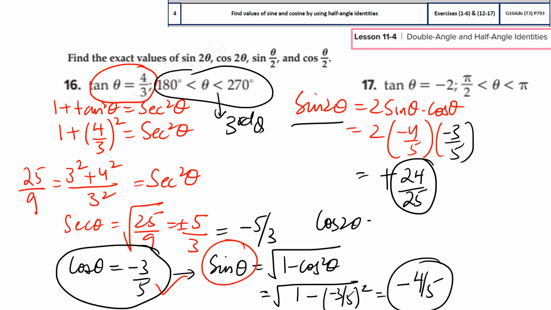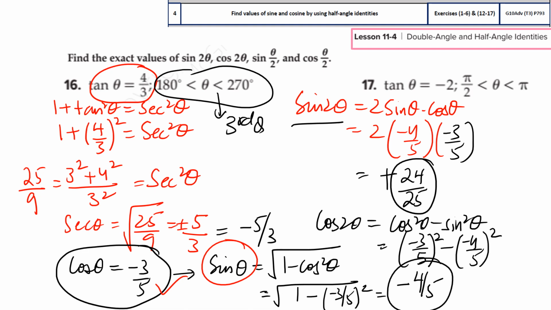Similarly, do cos 2 theta and the remaining ones. Now, in a similar manner, we've done so many questions, so I would want you to finish this yourself. So cos square minus sine square, just plug in the values. Minus 3 by 5 whole square minus 4 by 5 whole square. So this is 9 minus 16 over 25. So this will give you minus 7 by 25 as the cos 2 theta value. Proceed with half angle identities and complete your questions.